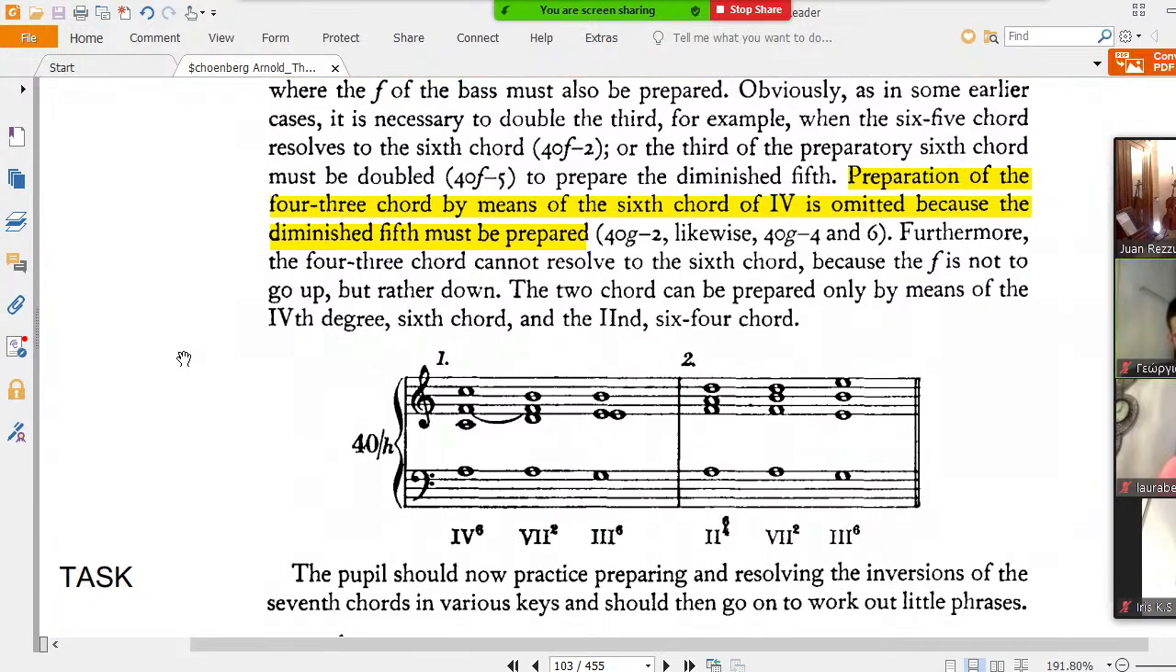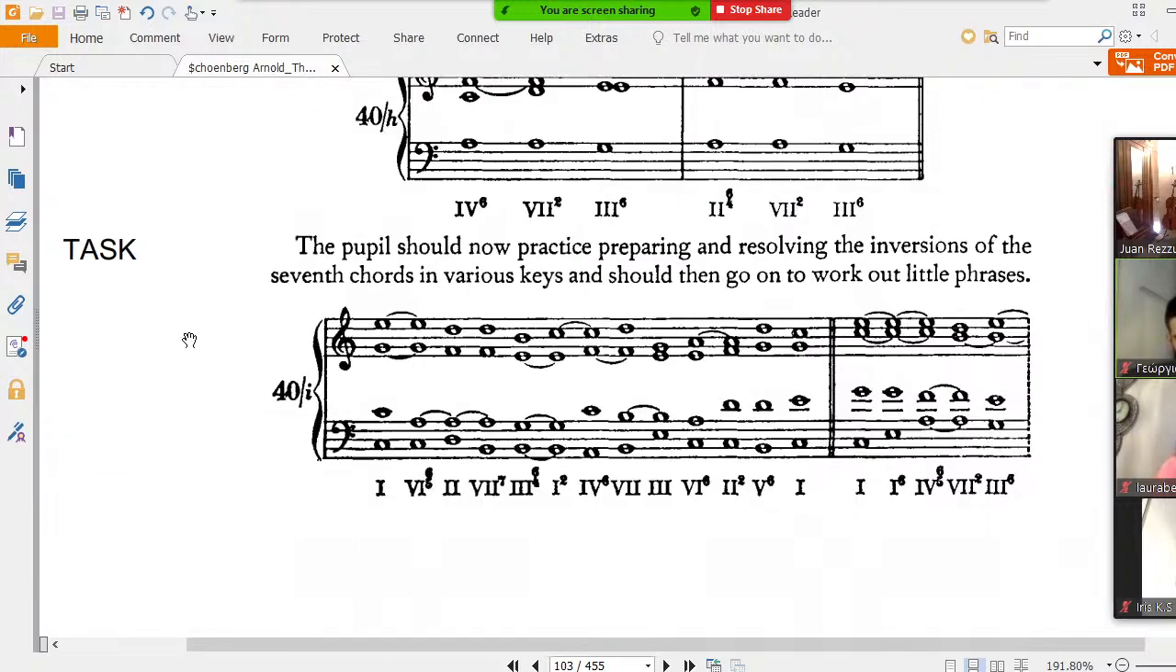Okay, what else? Now, your task for next week is to prepare a similar exercise like this, using sevenths, root position and inversions.